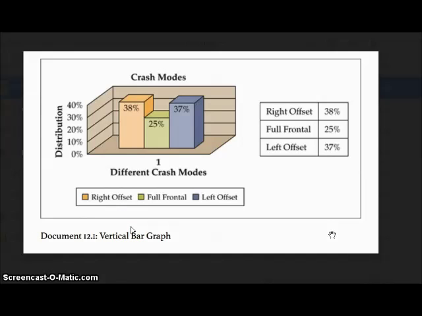Okay, so here's our first example. This example, and the next three examples, will be from the National Highway Traffic Safety Administration under the U.S. Department of Transportation. These are about different accident data that they've collected. And while there is some good information there, the way that it's presented is not as strong as it could be. So this first example, talking about crash modes, right? We have the right offset, the full frontal, and the left offset.